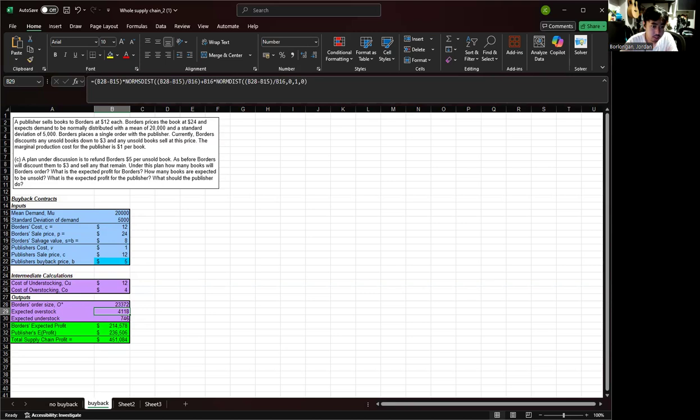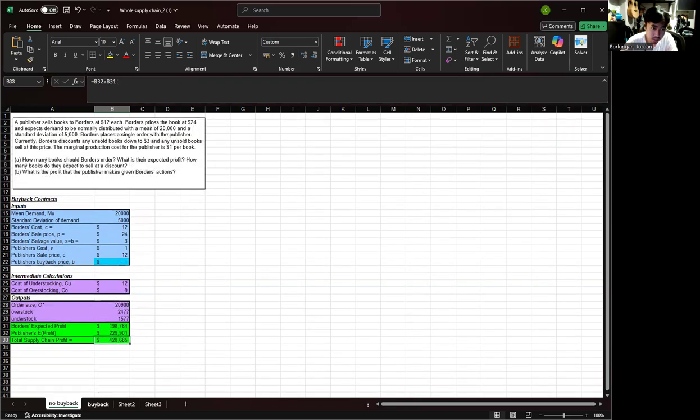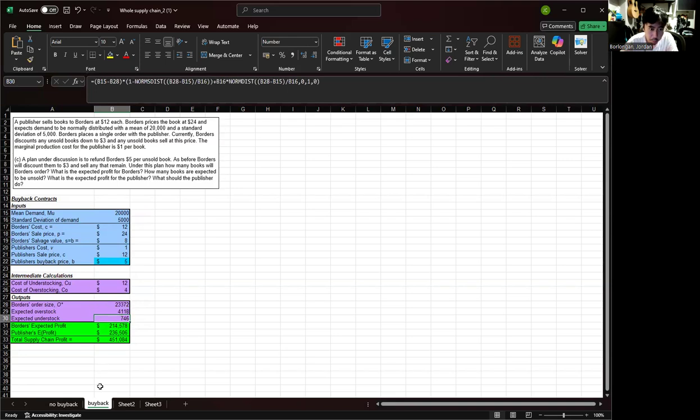As for the overstock, it also exhibited higher behavior of overstock. As for the understock, it exhibited lower behavior. So I guess if Mr. Borders implements this buyback proposition, he can expect more overstock and less understock.